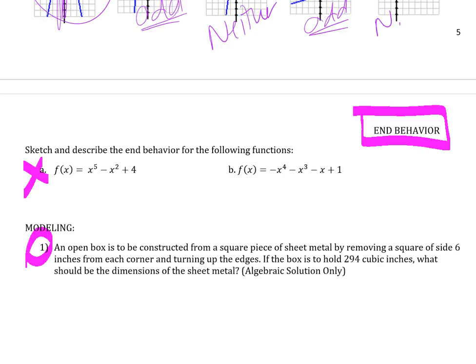End behavior is like those dancing guys, where their arms are up, their arms are down, they're opposite. I'm actually going to draw a little chart over here. So even, and then this will be when the leading coefficient's positive, and this will be when the leading coefficient's negative.